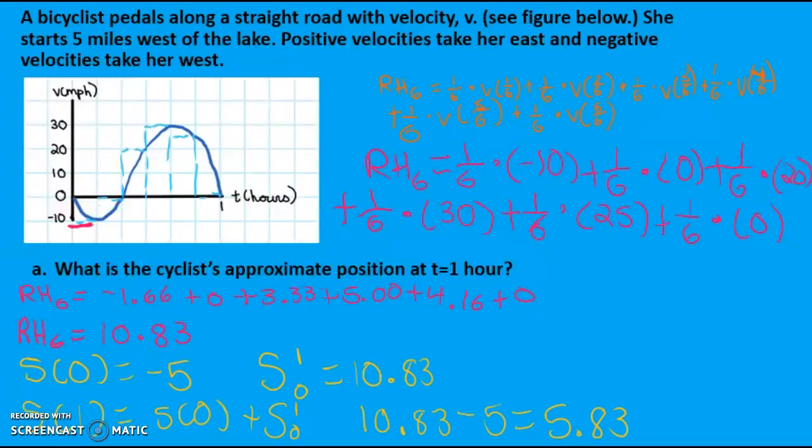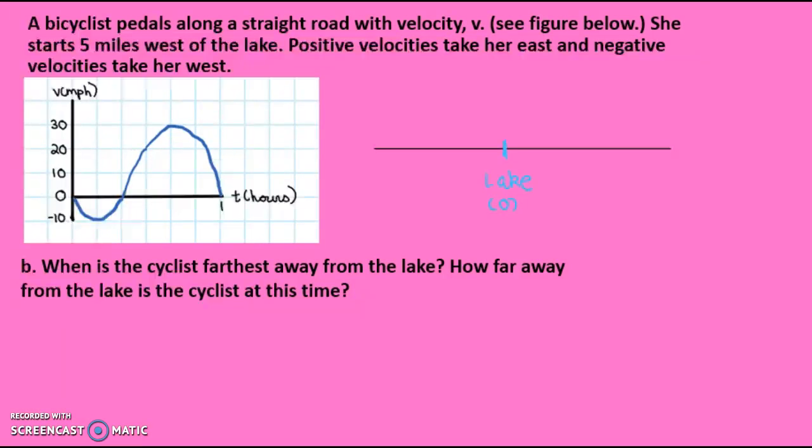Then we need to find our units, and the units are going to be miles because it says miles per hour, and then times hours equals miles. So that's going to be our unit that we're going to be using. Let's move on now to the next question. The next part of the question says, when is the cyclist farthest away from the lake? How far away from the lake is the cyclist at that time?